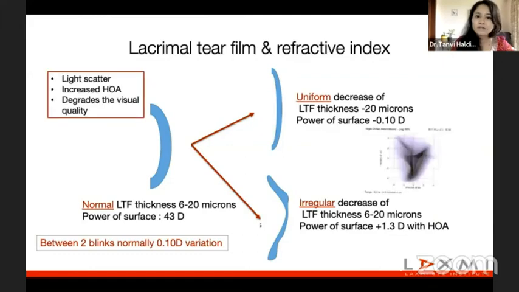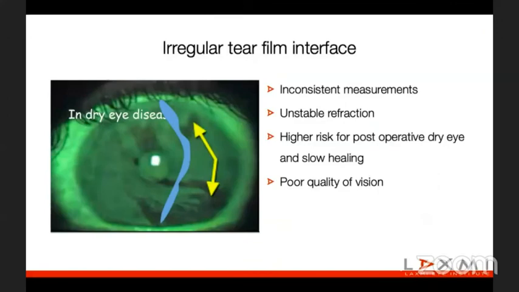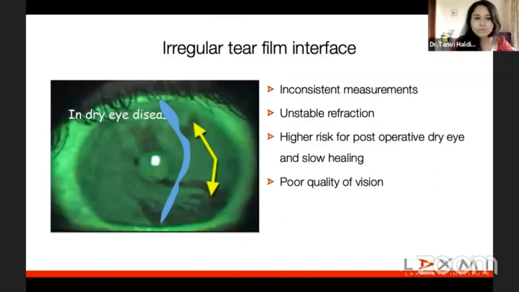And an irregular tear film, we know, causes light scatter because of the higher order aberrations, ultimately degrading the visual quality. This is the impact of tear film which we may miss. Now, an easy way in the OPD to just see this is to put a fluorescein drop in the eye. If you look at the scan, you know that this tear film is unstable, it is irregular. This is going to give us an inconsistent reading. It will affect the refraction. It will cause a higher risk of postoperative dry eye. It will slow the healing, all of which lead to poor quality vision and an unhappy patient.